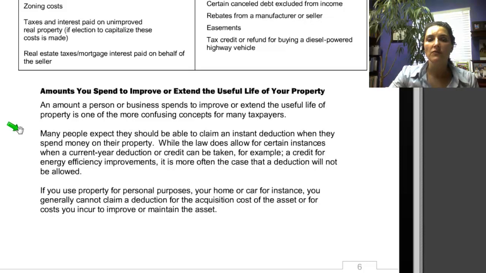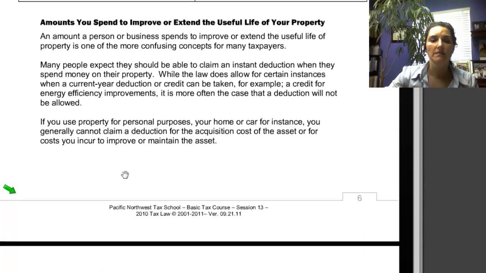And while the law does allow for certain instances when a current year deduction or credit can be taken, for example, a credit for energy efficiency improvements to your home is a credit that you're allowed to claim, right? And in the year you make those improvements, you get to save money on your tax return. But that's rare. It is more often the case that a deduction will not be allowed. If you use property for personal purposes, your home or car for instance, you generally cannot claim a deduction for the acquisition cost of the asset or for costs you incur to improve or maintain the asset.